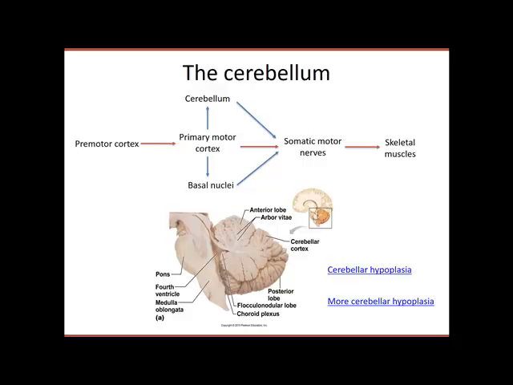Now, what can happen in addition to cerebellar damage is what's called cerebellar hypoplasia. Hypoplasia is undergrowth, so you get a small cerebellum. And it happens in people. It also happens in animals.